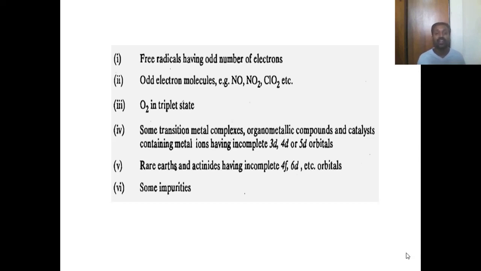There are even electron molecules like oxygen, but the oxygen is in its triplet state. So molecules which are excited to their triplet states are also ESR active. And there are a lot of d block metals whose complexes contain unpaired electrons, paramagnetic complexes. They are also ESR active. F block metals, many are ESR active. There are also impurities.